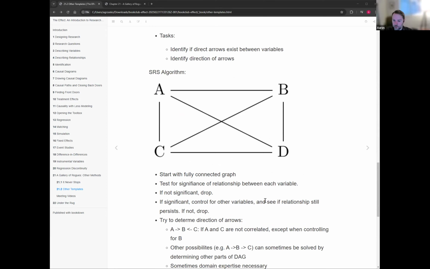how the algorithm works because they don't go into detail, but that's generally what you're doing, seeing if you control for other variables, whether that relationship still exists. If it doesn't, then you drop it, right? Because A and C could be related because of their connection with B, right? Like a confounding variable. So that's the whole point there.